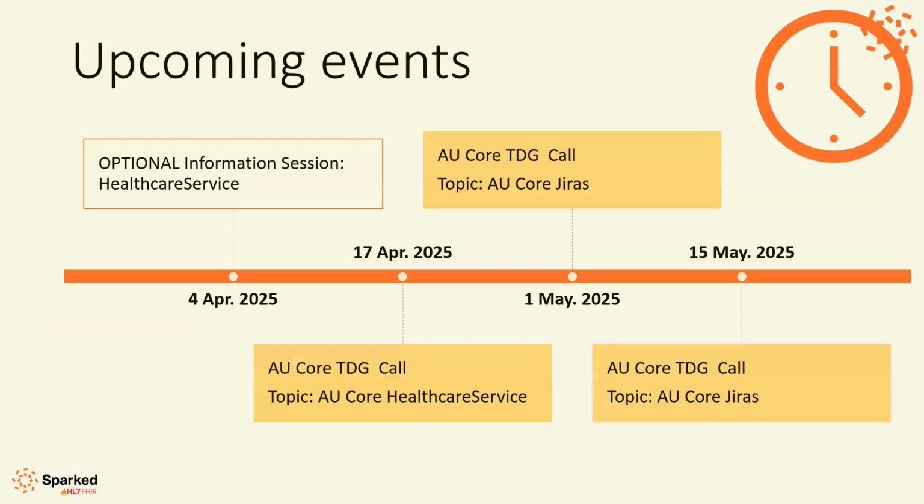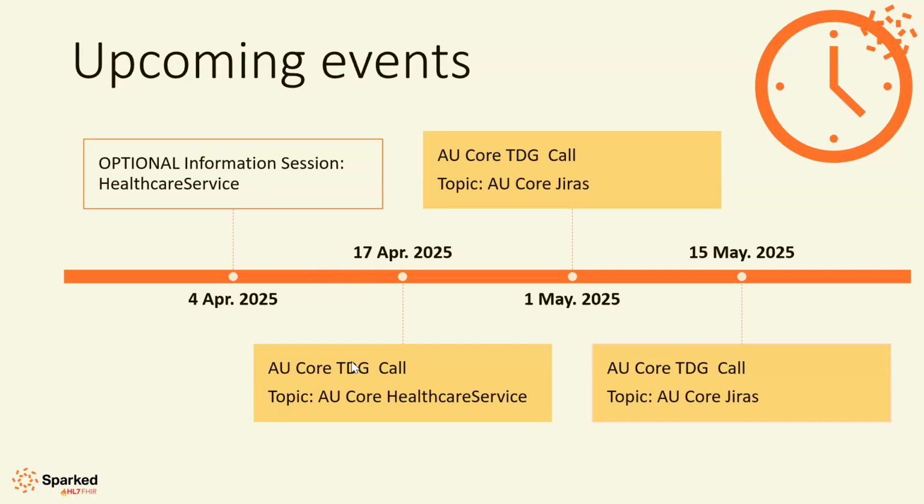So coming up this Friday, there's an optional information session on healthcare service. This is to have that context coming into reviewing the proposal from the agency on AU Core Healthcare Service. And before we vote on that in our next meeting on the 17th of April, there is an information session that will be held, and the agency is doing that this Friday. You should have the invites in your calendar. If you don't, you can email me or message me and I'll forward that to you.